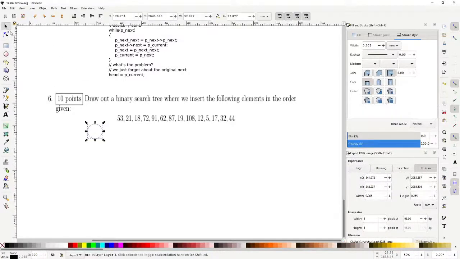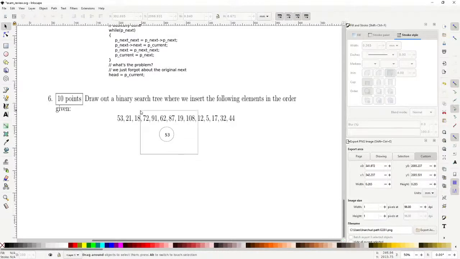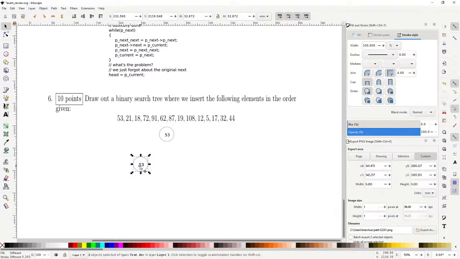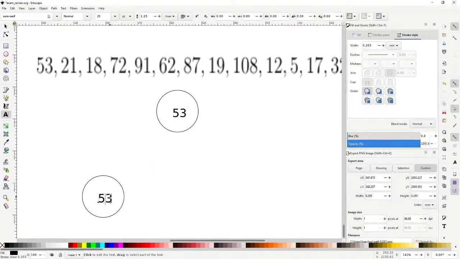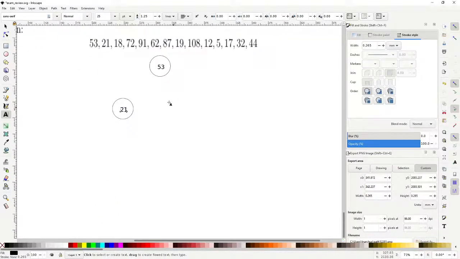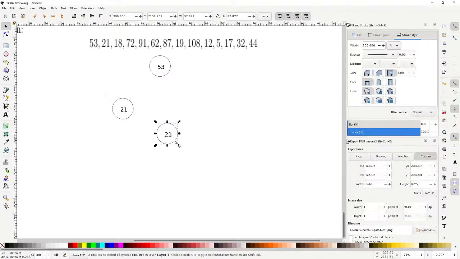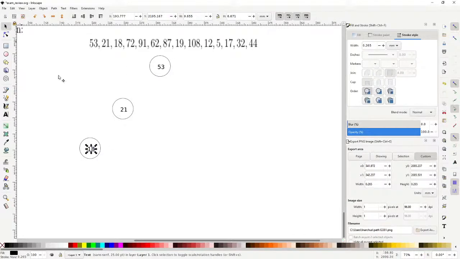There we go. All right, so 53 becomes the root because it's the first thing we insert, so let's put that in as 53. And then the next thing we're going to do is insert 21, which is less, so it goes over here. All right, so 21 goes here. And I'll draw in the arrows in just a second, once it becomes complicated enough to need them. And then here is 18. Right, 18 on the left. And then 72 goes over here on the right.